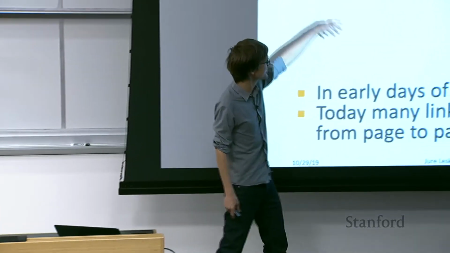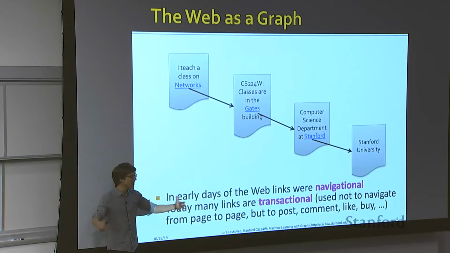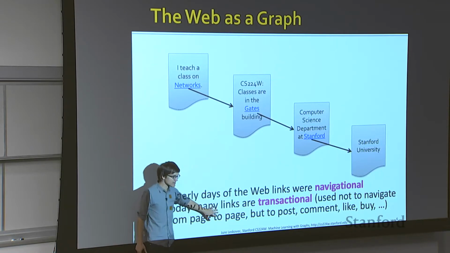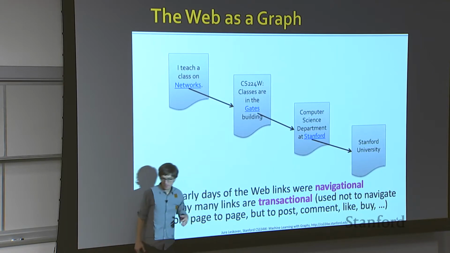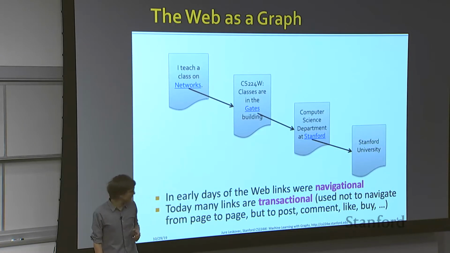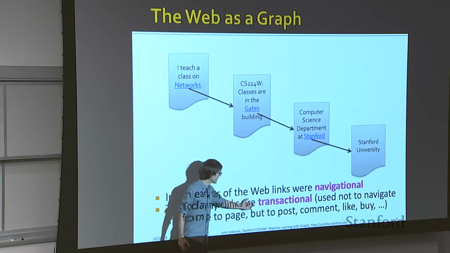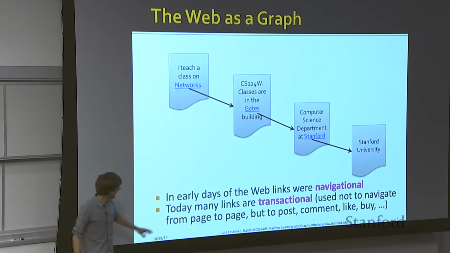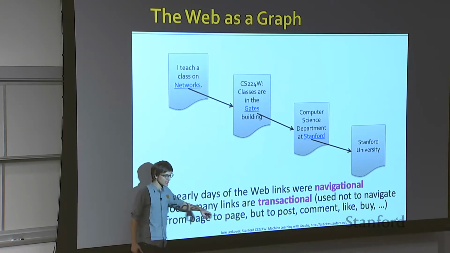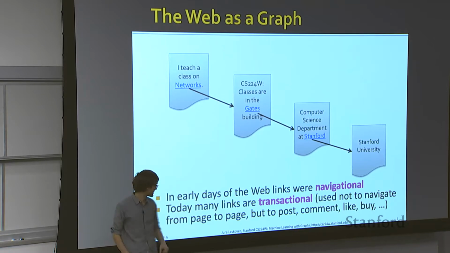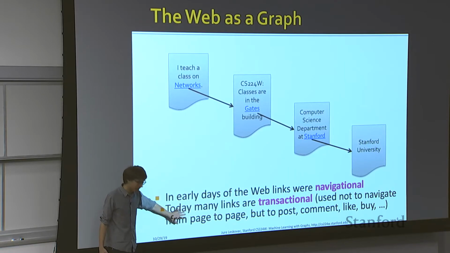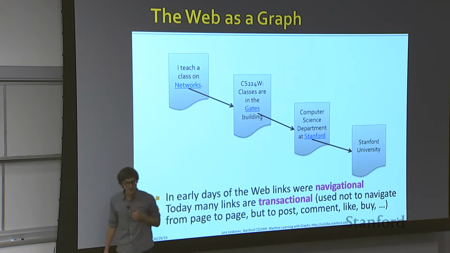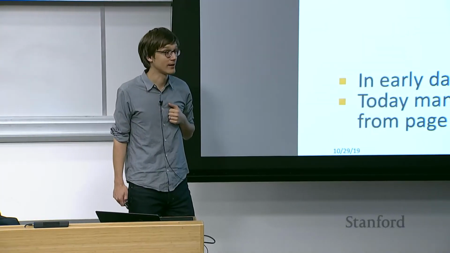So all these links, in some sense, are navigational. This is what we will think of as the structure of the web. As I hinted before, today many links on the web are transactional, which means after you click them, you don't necessarily navigate to a new URL, but you post something, you execute something, you like something, you buy something. This is a different type of link that we are not considering here. So we are really considering this kind of prehistoric view of what the web is.